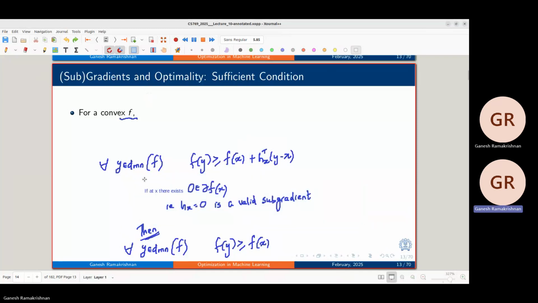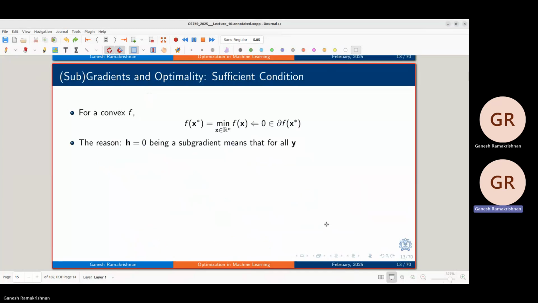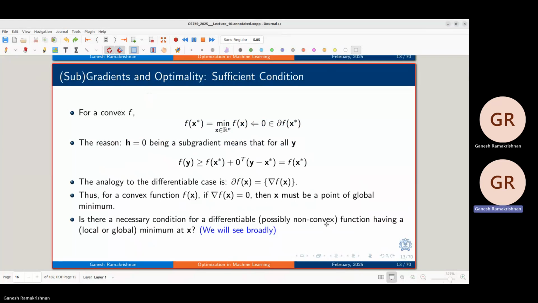So then, yeah, this is sufficient. 0 being in the subdifferential, just set it to 0. Or rather, this inequality holds also for h_x equals 0. And therefore, f of y will be greater than or equal to f of x for all y. Clear? Yeah, just linearizing it. h equals 0 being a subgradient means that for all y, this holds. The analogy for the differentiable case is that the subdifferential is a singleton set, which is the gradient. So it holds in that simple case as well.